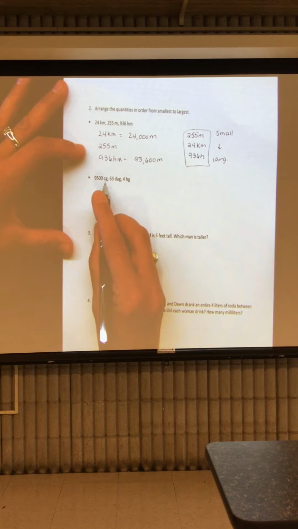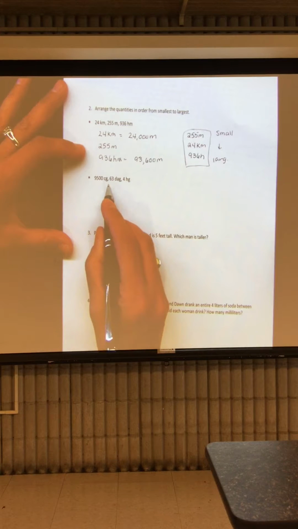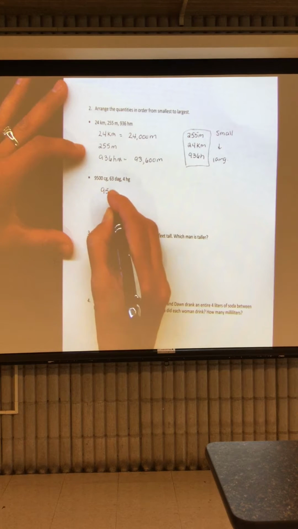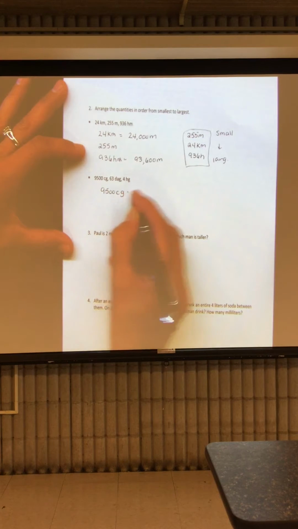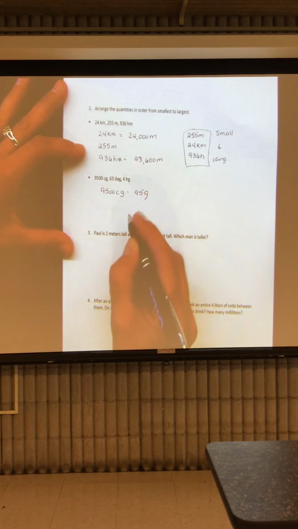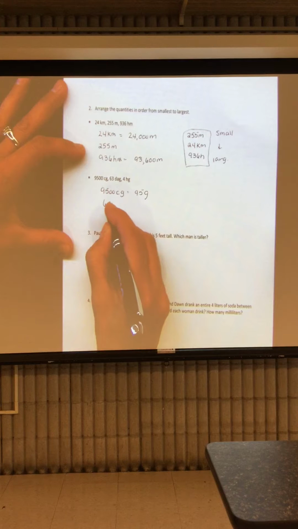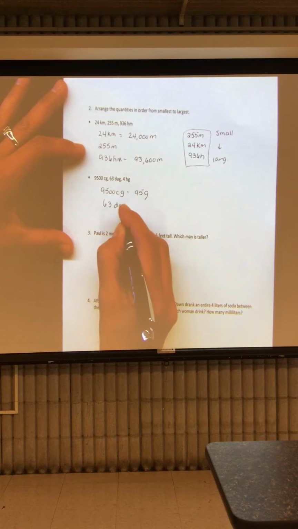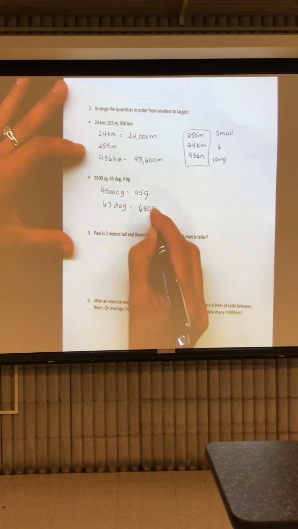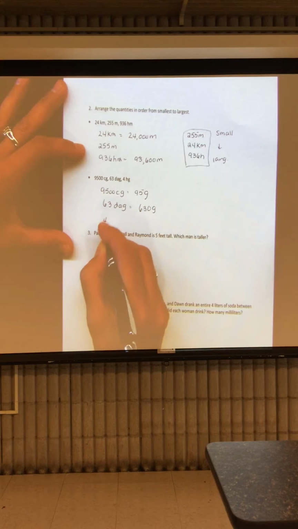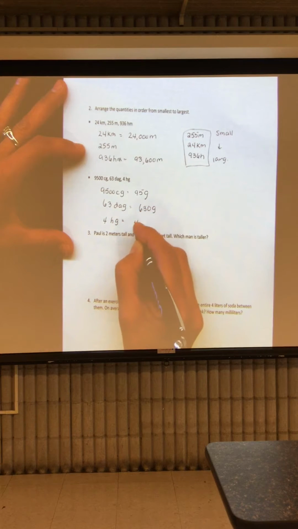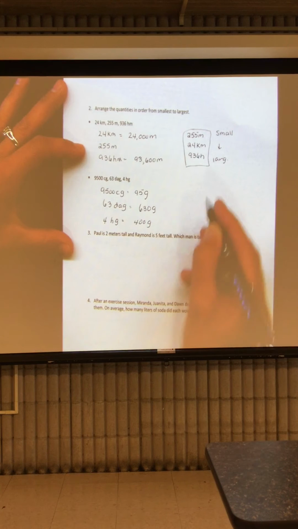Okay, now we do the same thing for the second problem. We convert the centigrams into grams. 9,500 centigrams is equal to 95 grams. 63 decagrams is equal to 630 grams. And 4 hectograms is equal to 400 grams.